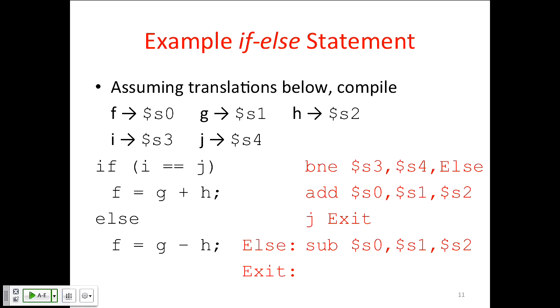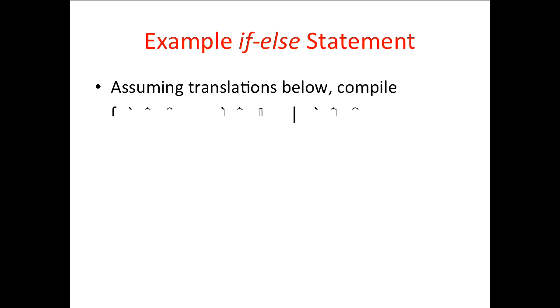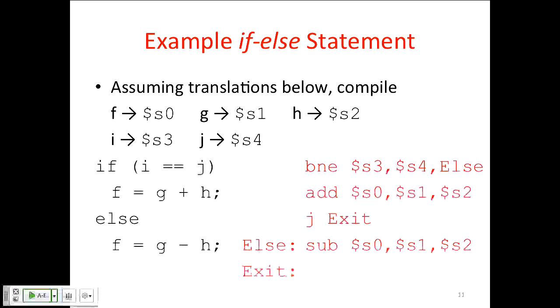But now I want to make sure I don't do the else part. So I have to jump over the else part, which is why you have this jump to Exit here. Okay, so now you can see why you need that unconditional jump in order to map conditional, high-level code into the machine code, right?